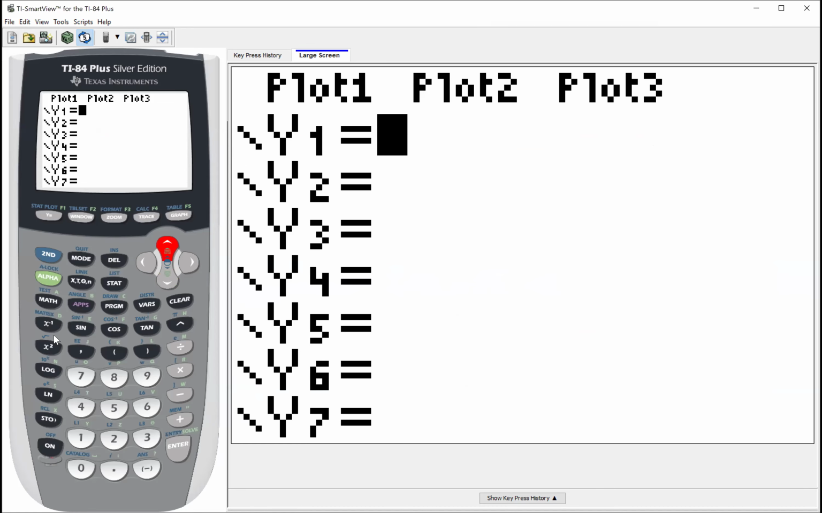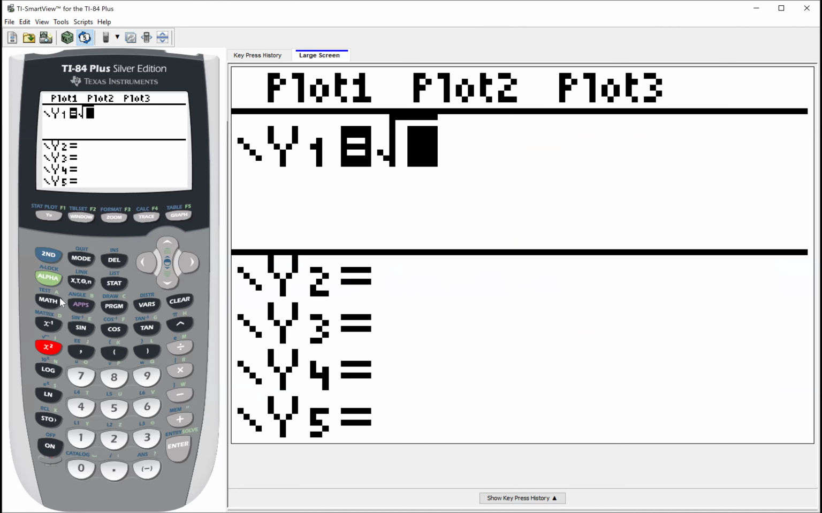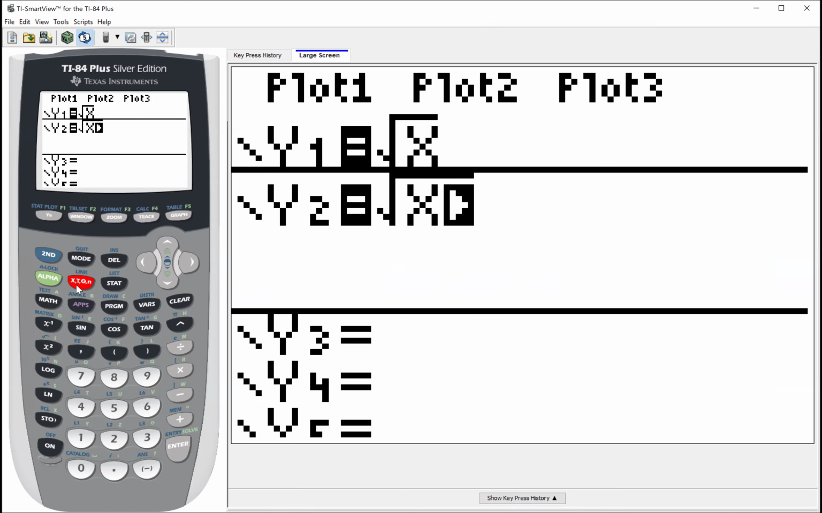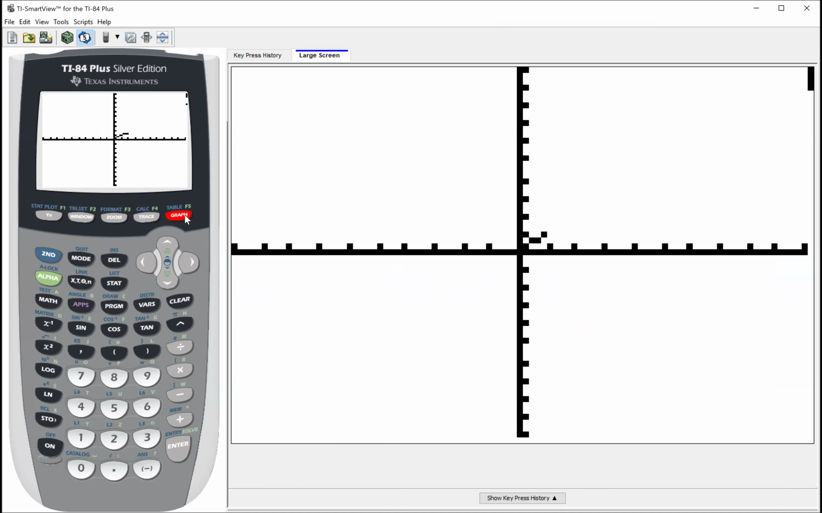So pull up your square root symbol. So square root of x. And then let's type in the square root of x again. Make sure you get out from underneath the square root and then minus 2. So when we graph it, there's my square root function. And then right below it, shifted down 2 units, is the square root of x minus 2.